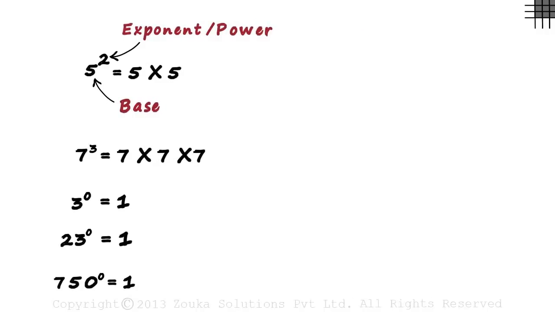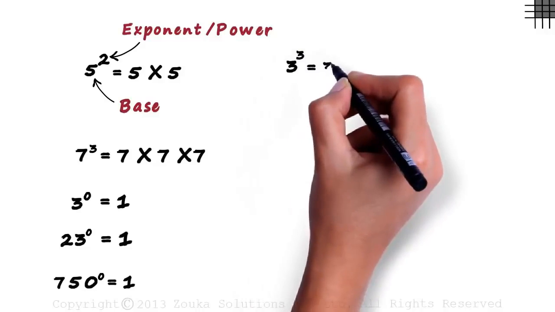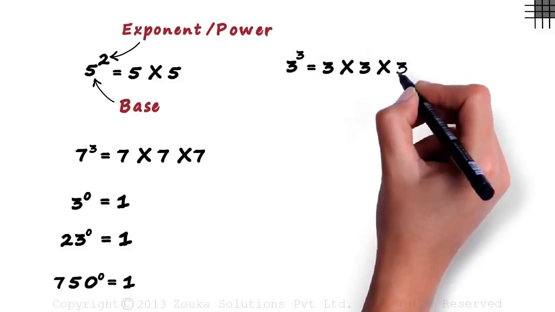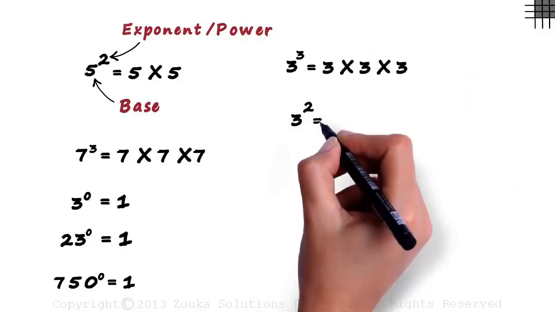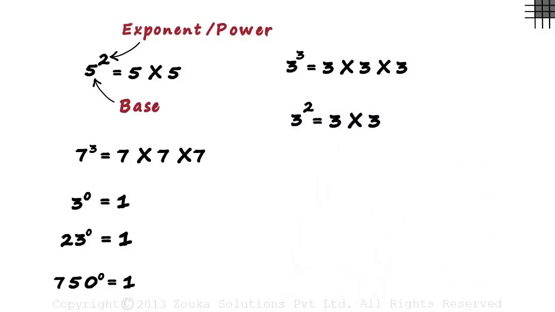We know that 3 raised to 3 can be written as 3 multiplied by 3 multiplied by 3. Similarly, 3 raised to 2 can be written as 3 multiplied by 3. And 3 raised to 1 equals just 3. Then what will 3 raised to 0 be equal to? Let's go back and analyze a bit.